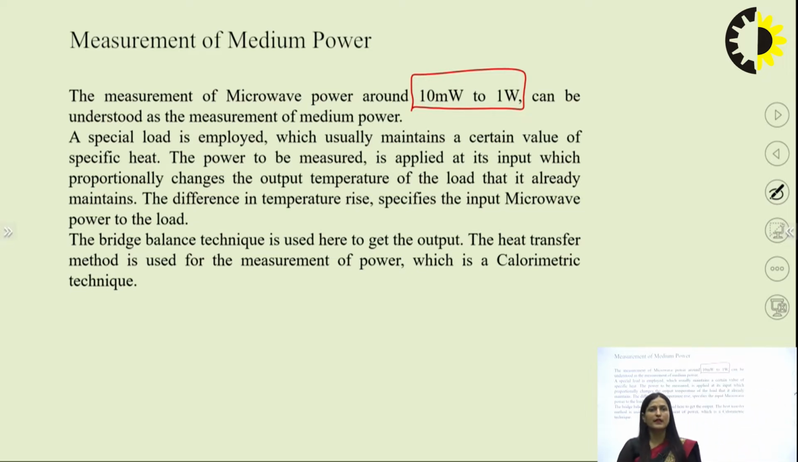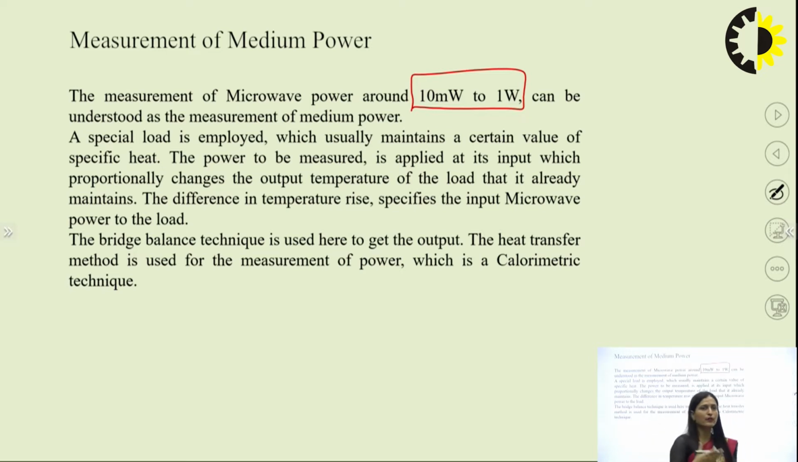So the bridge balance technique is used here to get the output, and the heat transfer method is used for measurement of power, which is a calorimetric technique. Okay, in this one type of fluid is used here, and we will use the initial temperature. After that, when the microwave signal is given, the temperature of this fluid is going to increase.